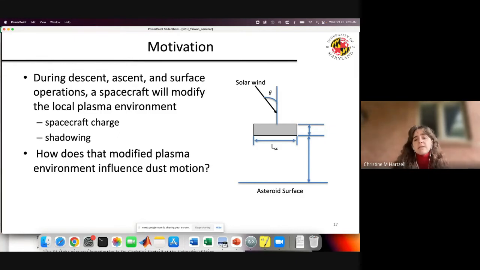Now, again, the presence of the spacecraft is going to change the plasma environment because the spacecraft itself is charged and it will cast a shadow on the surface. That shadow is going to prevent the surface from photoemitting. Our goal is to understand how the dust behaves in this more complicated, modified plasma environment.